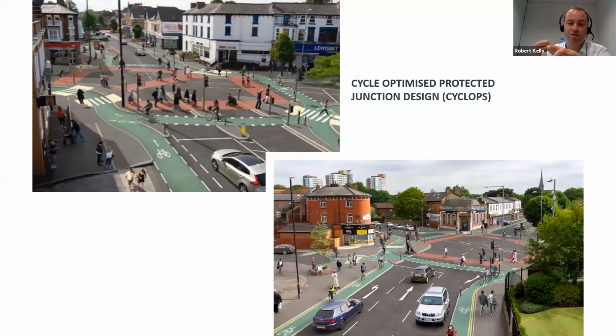A slight variation on that particular protected intersection is the Cyclops junction design, and while it's not currently proposed for anywhere in Dublin or Ireland at present, it's quite an efficient type of design which seeks to enable the movement of pedestrians and cyclists at the same time around the junction, and hence meaning it's a more efficient junction from a traffic movement perspective.